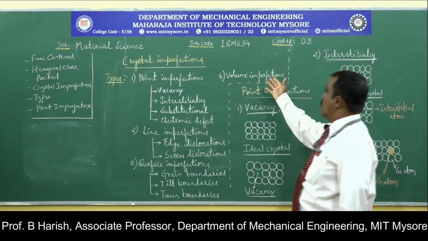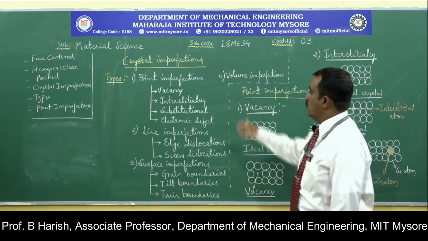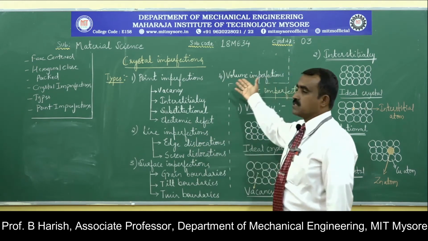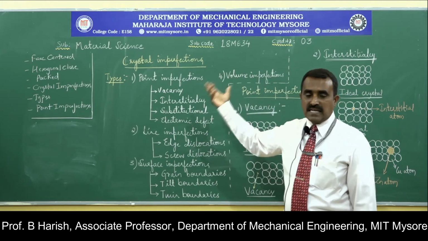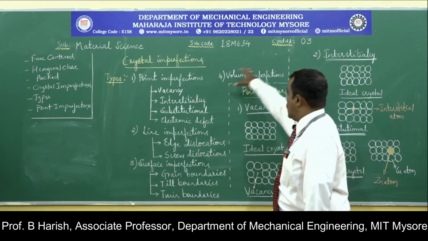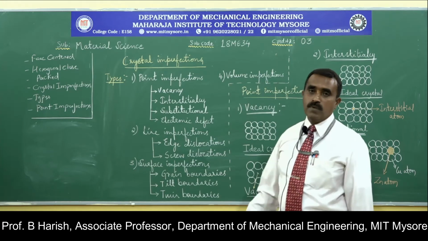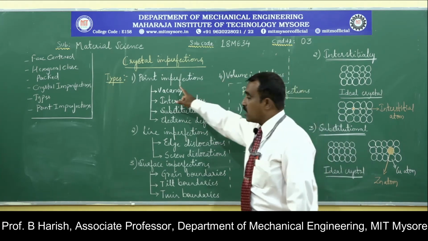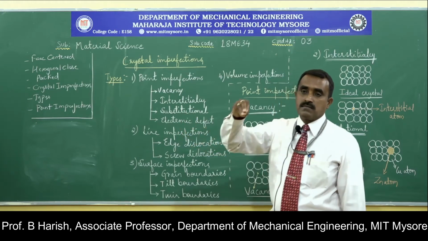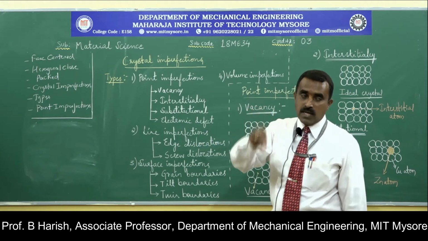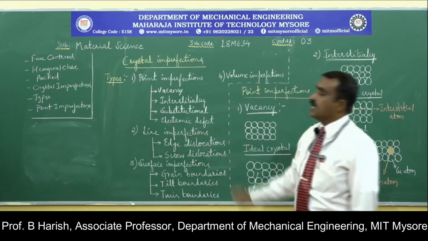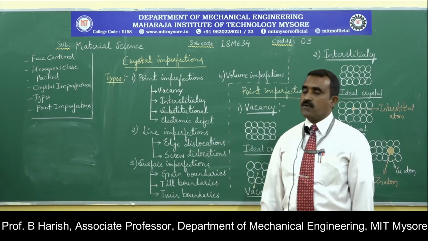And the fourth one is volume imperfection. So, zero-dimensional, one-dimensional, two-dimensional, and three-dimensional. It has length, breadth, and thickness or height. We can measure all these three parameters. That is called volume imperfection. But all of these come under point imperfection only, where a single atom is dispersed from its particular location. Next we will discuss the different types of point imperfections individually.